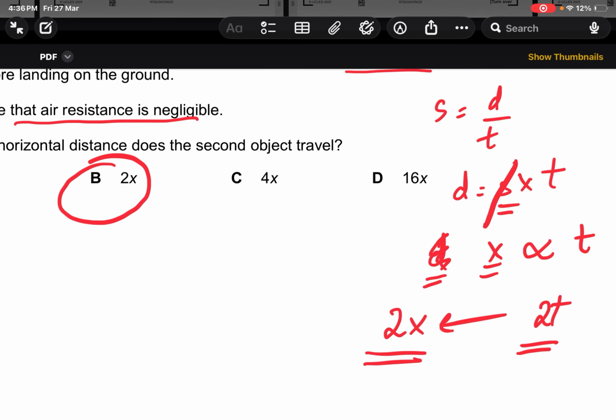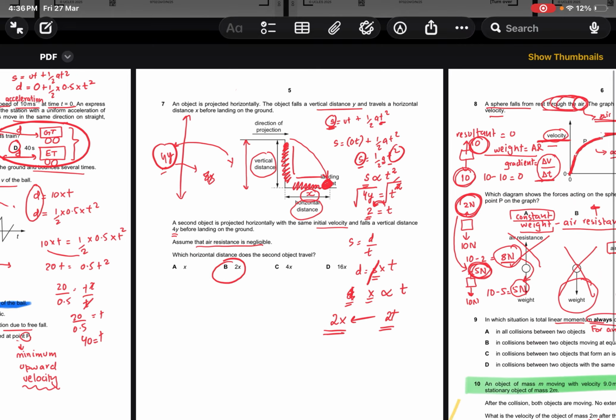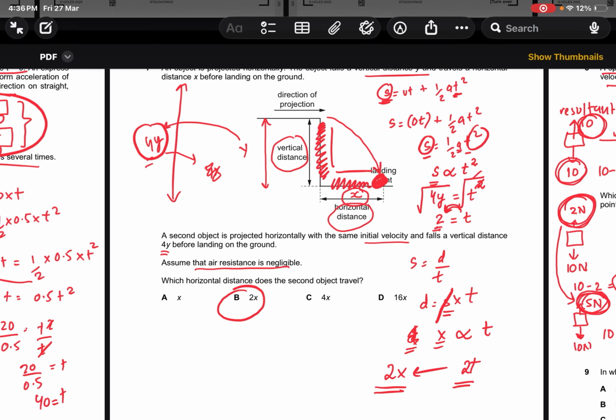I hope you understood. What we did was we found a common ground between the horizontal and vertical distances, and then we equated them by using the relationship with time, because time was the only thing that was constant between the two. Okay? Time was the only thing that was constant between the two.